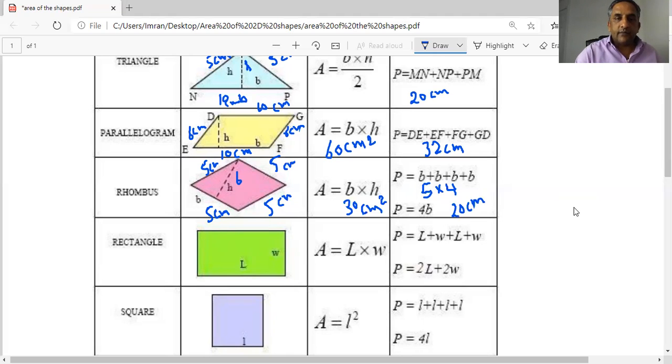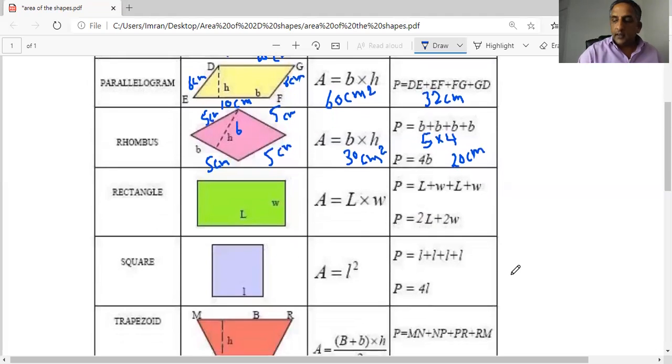Now the next shape, which is a rectangle. How to find the area of the rectangle? A rectangle is a shape like this, and the formula is L times W. L stands for length, W stands for width. For example, the width is 2 and the length is 5. So it will be 5 times 2, so it will be 5 times 2 is 10 centimeter square, right?